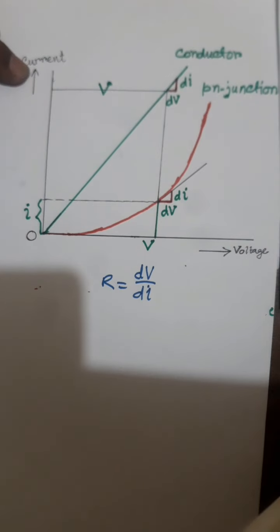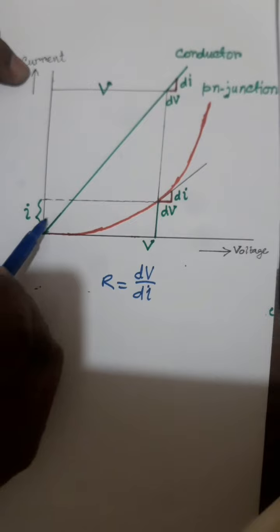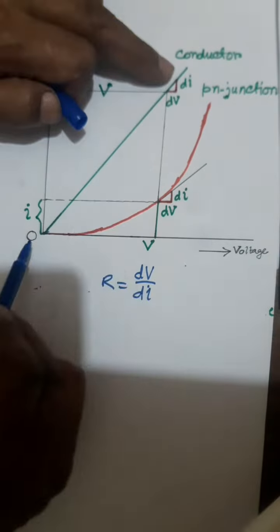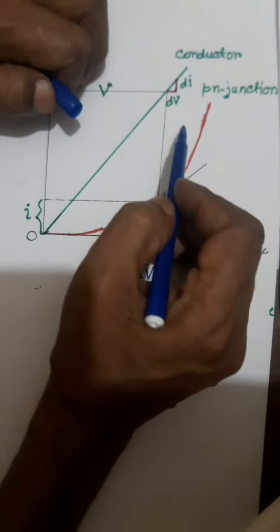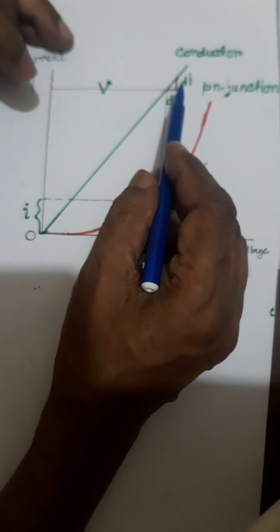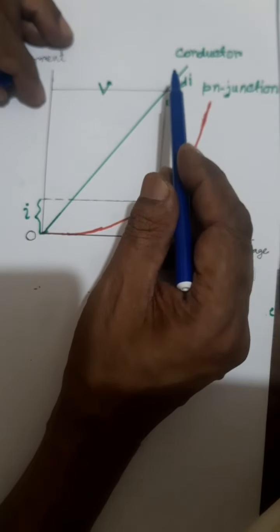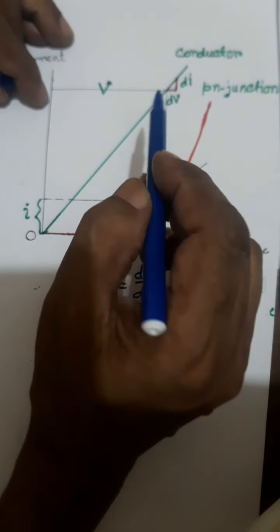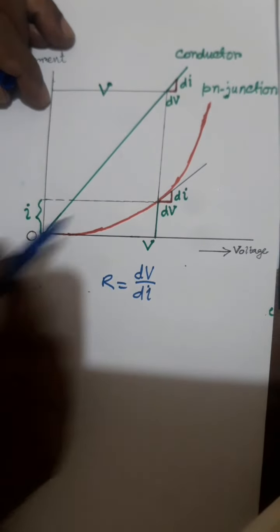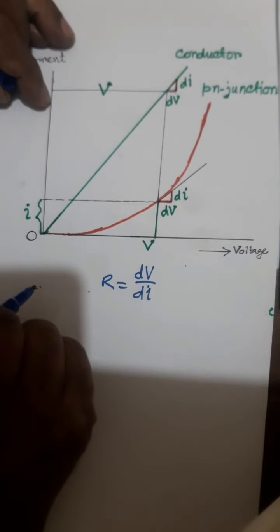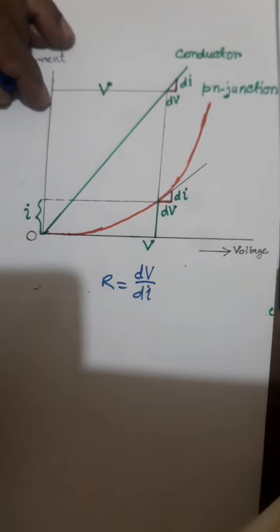For an ohmic conductor, the I-V curve is a straight line passing through the origin. It is shown in the figure, green straight line. For an ohmic conductor, V is proportional to I, or I is proportional to V. Here V by I and dV by dI are the same. That is, R DC and R AC are the same.